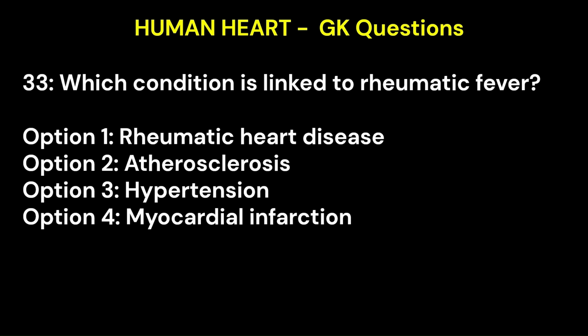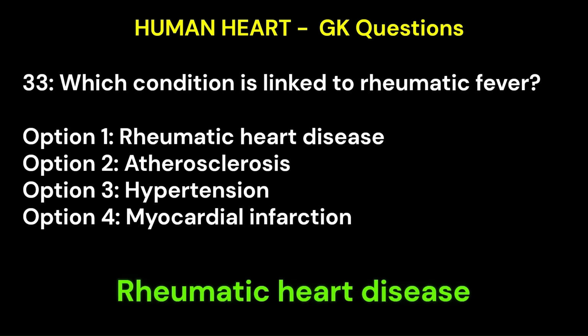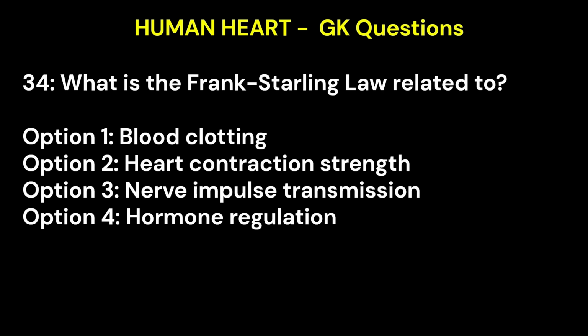Question number 33. Which condition is linked to rheumatic fever? The options are: Option 1, rheumatic heart disease. Option 2, atherosclerosis. Option 3, hypertension. Option 4, myocardial infarction. The correct answer is rheumatic heart disease. Untreated strep throat can lead to rheumatic fever, damaging heart valves, especially the mitral valve. Antibiotics prevent recurrence.